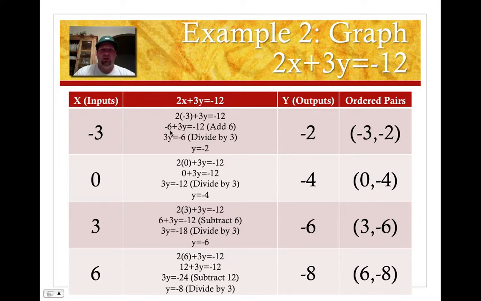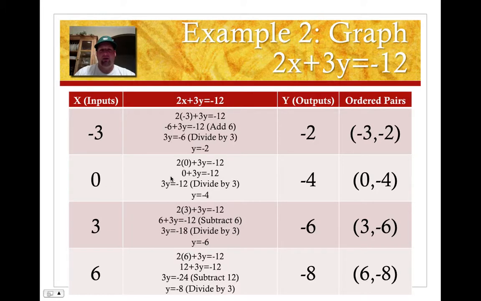So to get rid of the -6 here, I'm going to add 6 to both sides so that I keep it balanced. It's like solving an equation. Now we're solving for y. So when you add 6 to both sides, -12 plus 6 gives me -6, and 3y is left on the other side. Now the 3 is attached by multiplication, so I'm going to divide by 3, and that leaves me with an answer of y is equal to -2. Input -3, output -2, ordered pair -3, -2.